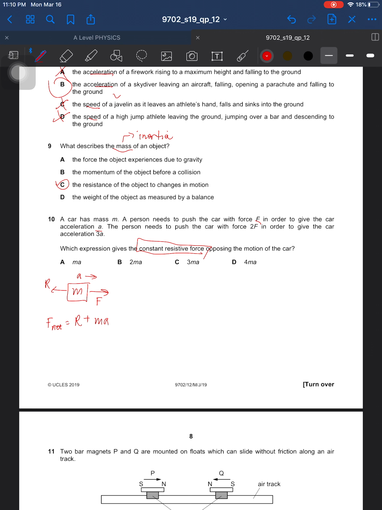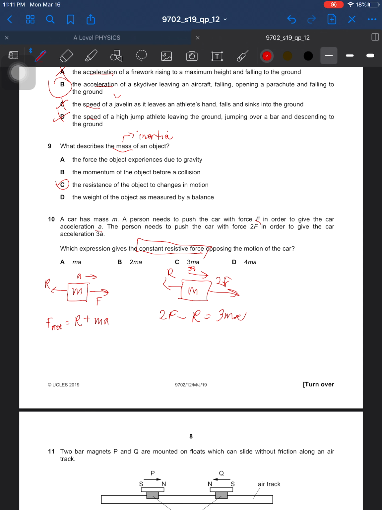Now let's go to the second one. The second one has mass m, and then 2F gives you an acceleration of 3A, with still the same R. So in this case, since it's accelerating with 3A, the equation would now be 2F minus R is equal to 3MA.